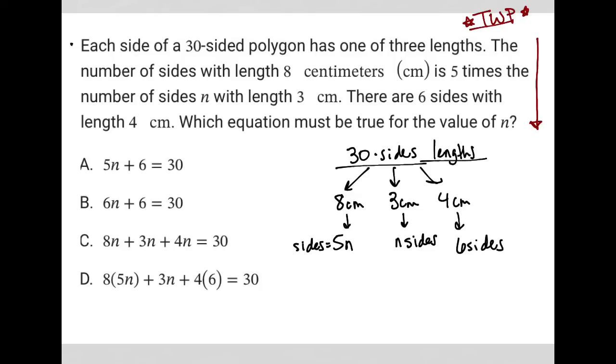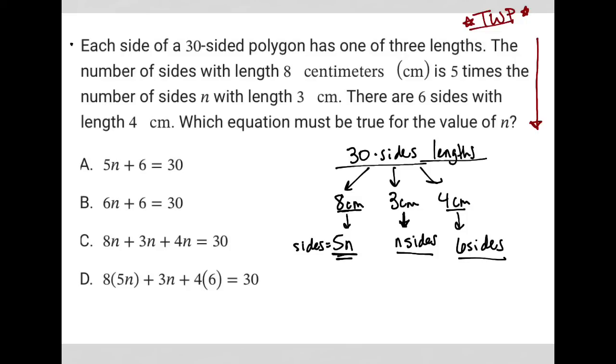Okay, so I think that clears up things. So again, just to make sure we're clear, the number of sides with length 8 centimeters is 5 times the number of sides n with length 3 centimeters. So 3 centimeters, there are n sides. 8 centimeters, there are 5 times n sides. And then it very clearly tells us that for 4 centimeters, there are 6 sides. Okay, so those are our 3 scenarios. Which equation must be true for the value of n?